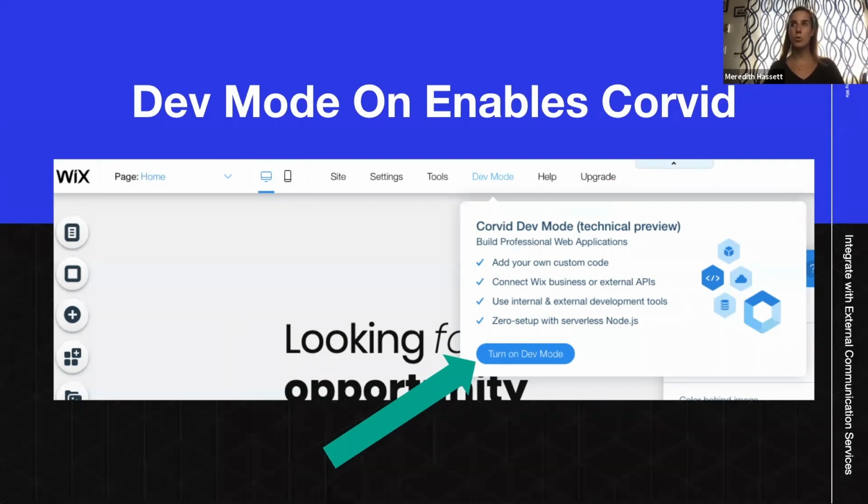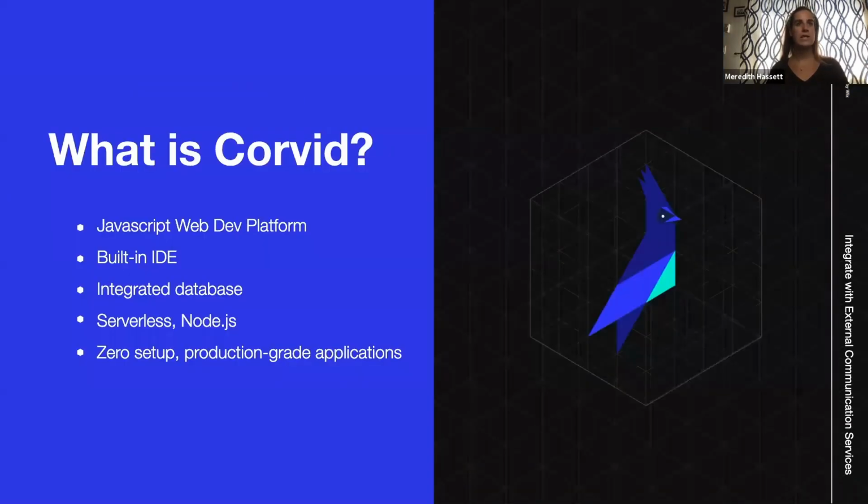And this opens a whole new world for you of web development with Wix. What that is, is an entirely JavaScript-based web development platform. So if you already have been developing with JavaScript and you already know how to use it, you just come into the Corvid platform on top of your Wix site and bring all of those skills that you already have.